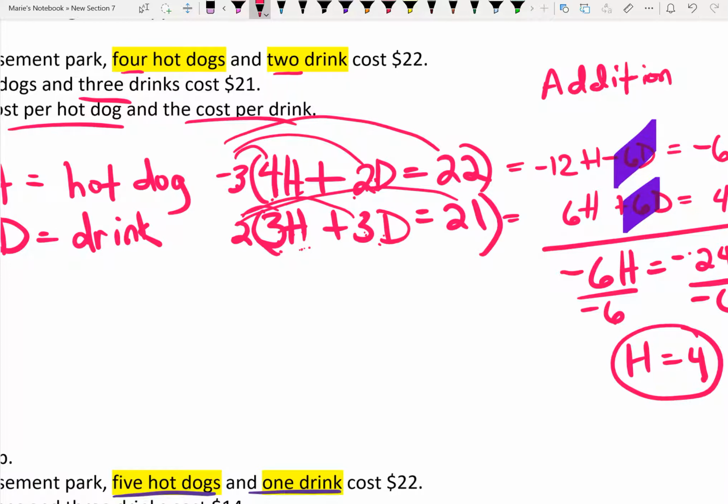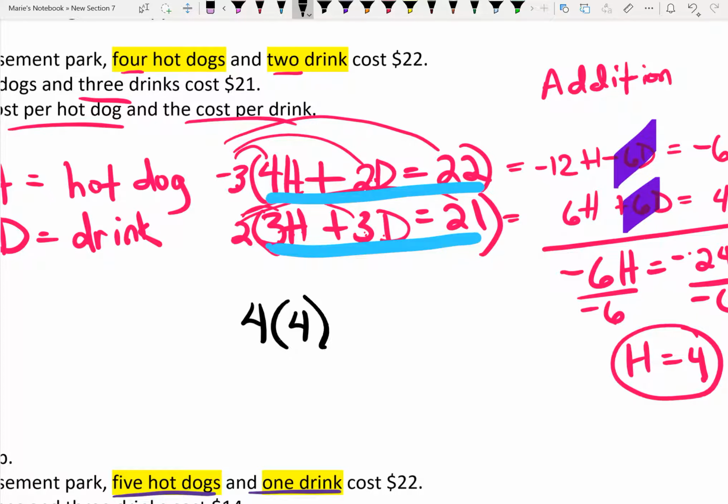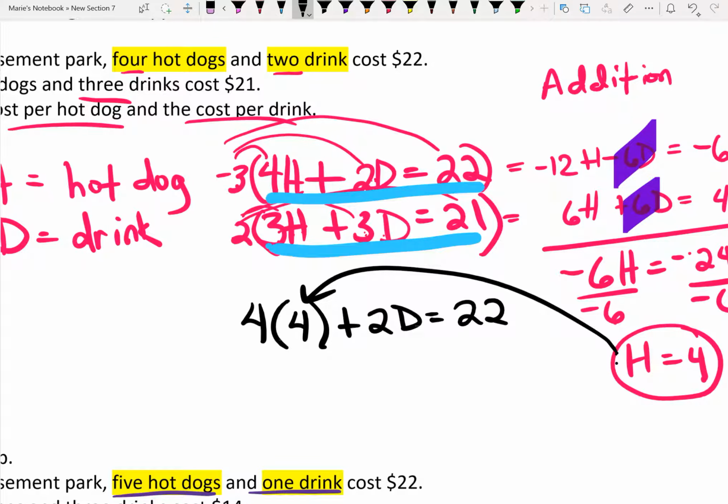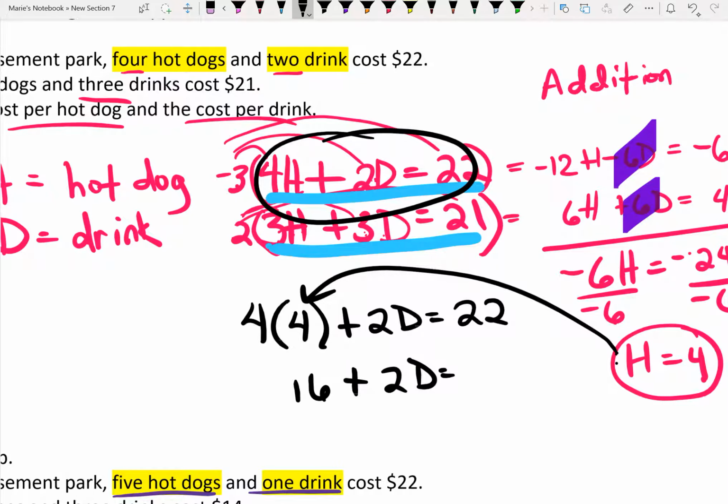Now that I know H is equal to 4, I don't need to do anything else, I just need to plug it in. So you could choose either this equation if you wish, or this equation if you wish. Your choice. But you go back to the original equation. So let's say I choose the top one. I'm going to go 4 times the 4, which is this substituted in, plus 2 times drink is equal to 22. Remember, you're using the original equation. This gives you 16 plus 2D is equal to 22.